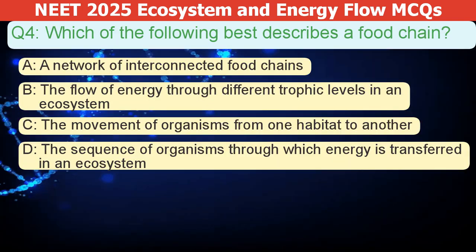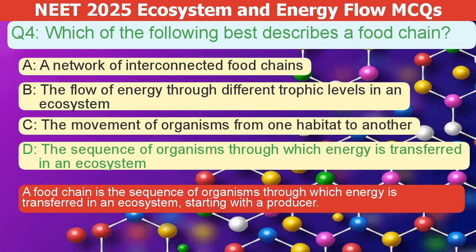Which of the following best describes a food chain? A. A network of interconnected food chains. B. The flow of energy through different trophic levels in an ecosystem. C. The movement of organisms from one habitat to another. D. The sequence of organisms through which energy is transferred in an ecosystem. The correct answer is D. A food chain is the sequence of organisms through which energy is transferred in an ecosystem, starting with a producer.